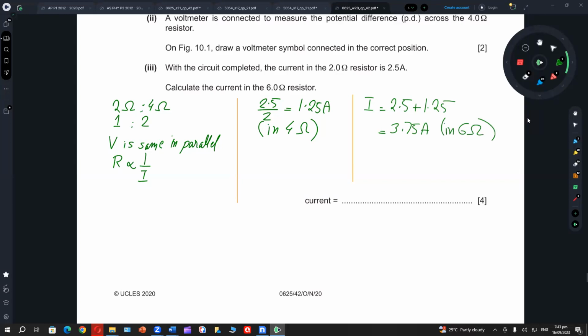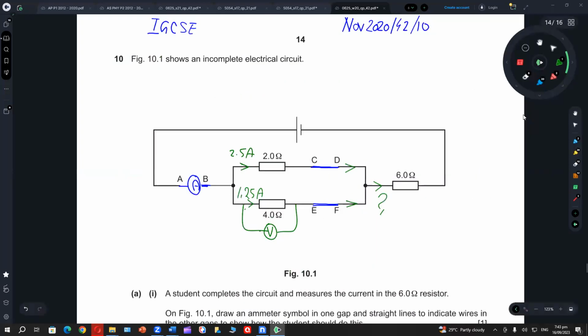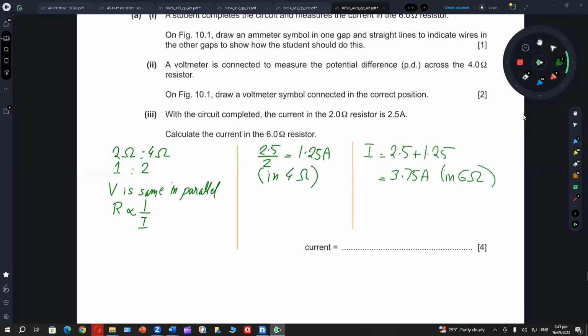So in the 6 ohm resistor, I have added the two currents. Why have I added? Because in parallel, current is divided and conserved. Look at the diagram. I have added the two currents to get the final current.